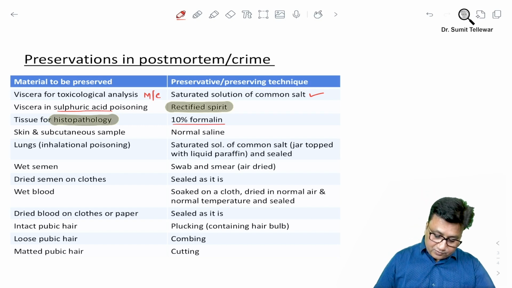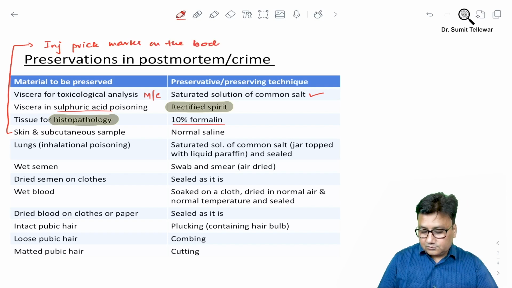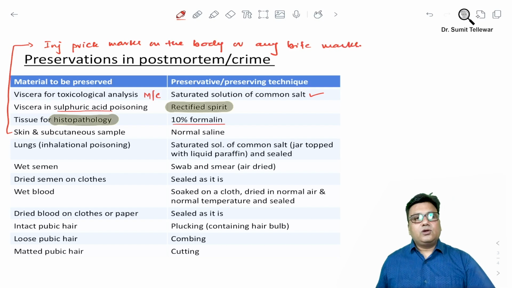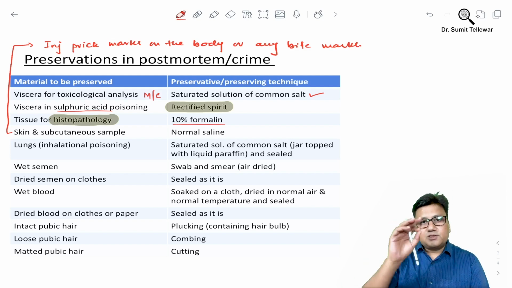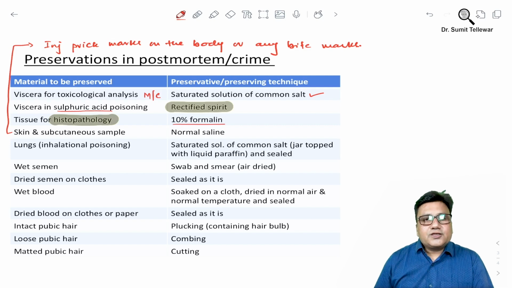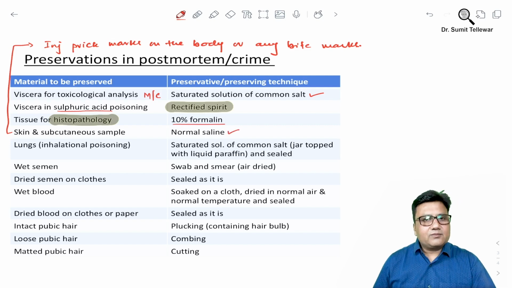So remember, if you have a situation where there are injection prick marks on the body or any bite marks, and you want to locally analyze that skin area where the prick or the bite has happened, that what kind of poison might have entered the body, you want to preserve that tissue, you need to take a cut section of that tissue just like a biopsy, and then we preserve it in normal saline, right?